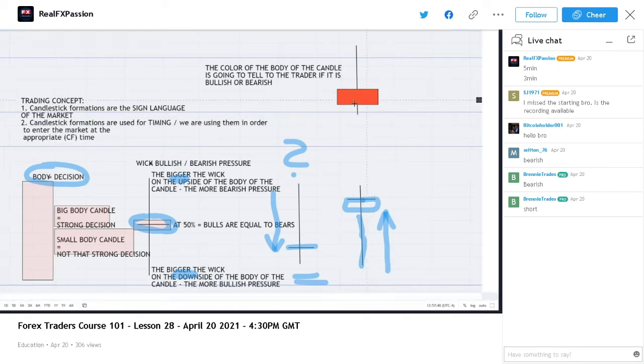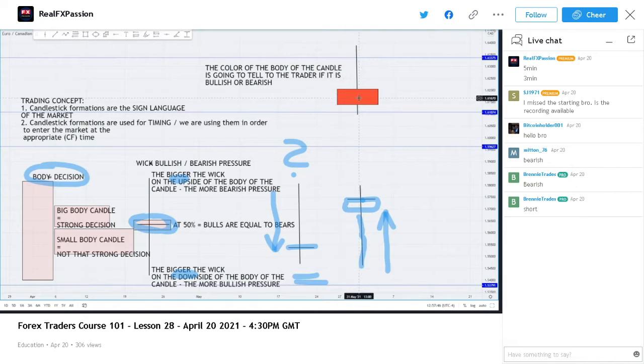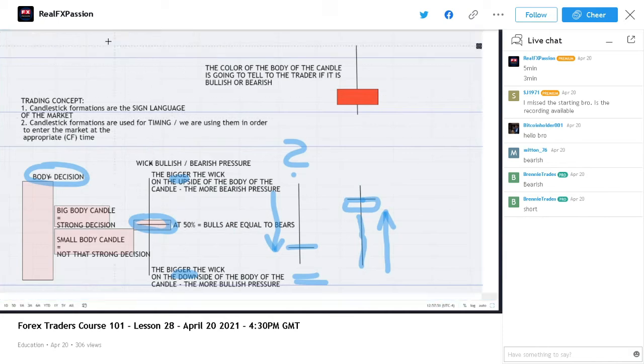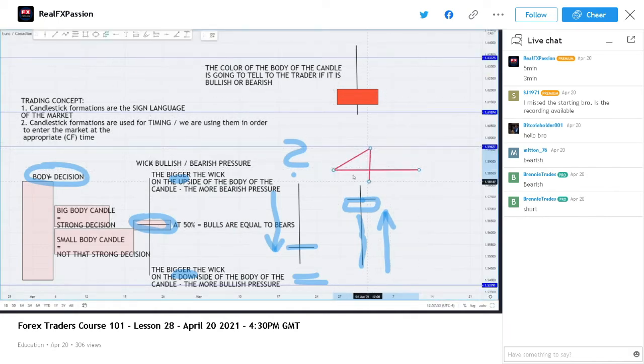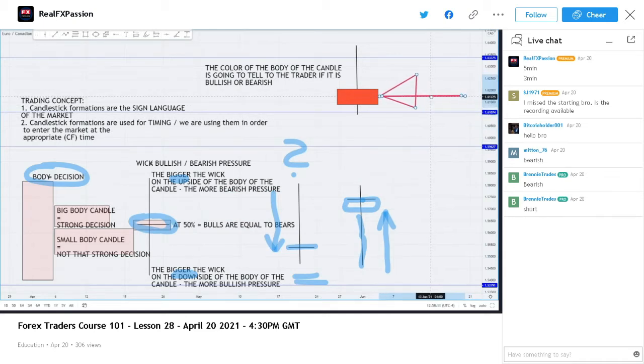Bearish, exactly. Bear candle, exactly, bearish. What about it, is this a strong bear or a not that strong bear? Arrow, where is my arrow? I've been away for a month. I almost forgot how to use TradingView. So, is this a strong bear or a not so strong bear? Not that strong, correct, exactly.